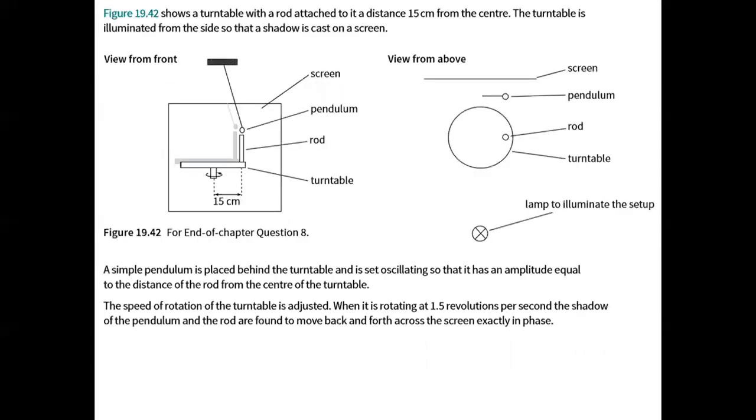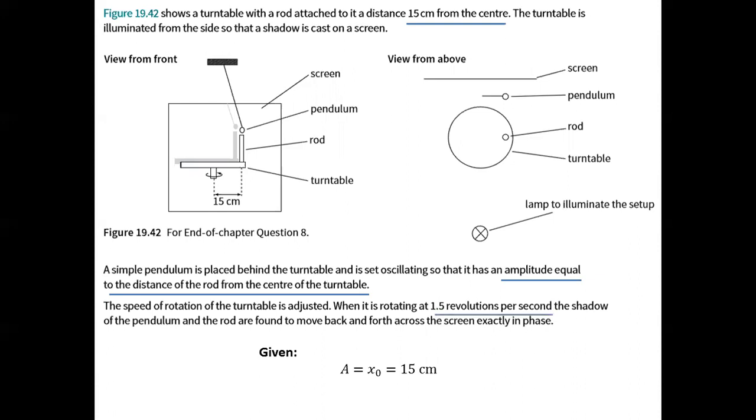For the first question, we are asked to write down an equation to describe the displacement x of the pendulum from its equilibrium position and the angular frequency of the oscillation of the pendulum. To answer this question, let's look at the given information. First, we have this distance. This distance is actually the amplitude of the oscillation. So let's write it as A, or x of 0, is equal to 15 centimeters.